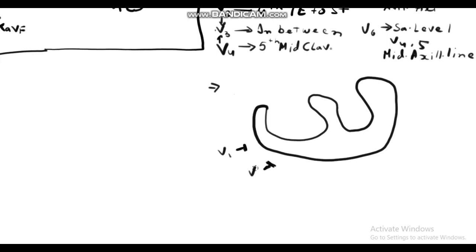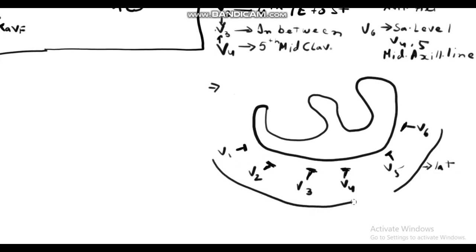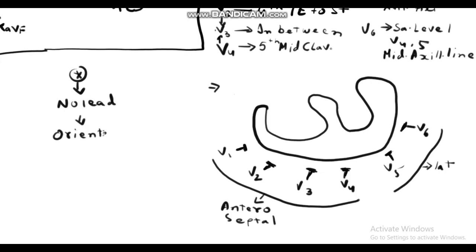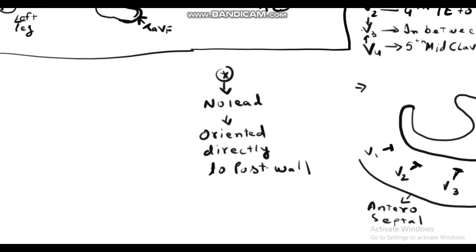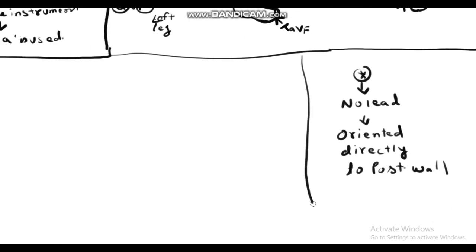Now we have placed V1, V2, V3, V4, V5 and V6, and we can clearly see that V5 and V6 mainly correspond to the lateral wall of the heart, and V1 to V4 mainly correspond to the anterior and anteroseptal wall of the heart, which is very clear from the diagram. So what we have to note is that there is no lead which is oriented directly to the posterior wall of the heart. The ECG tells mainly about the inferior, anterior and anteroseptal walls.